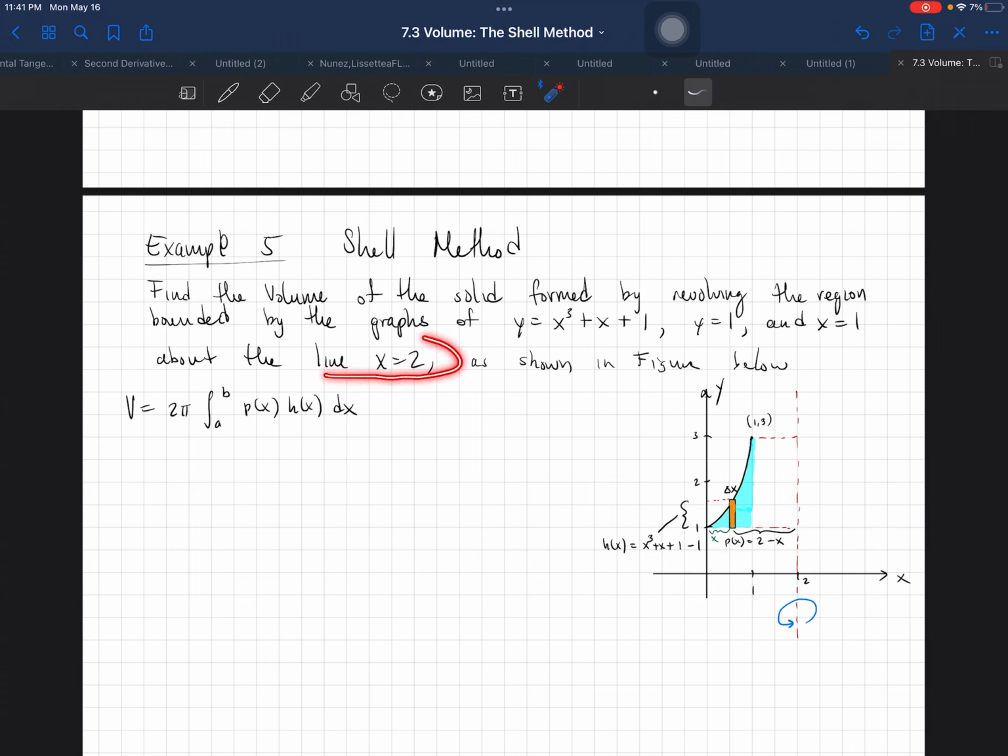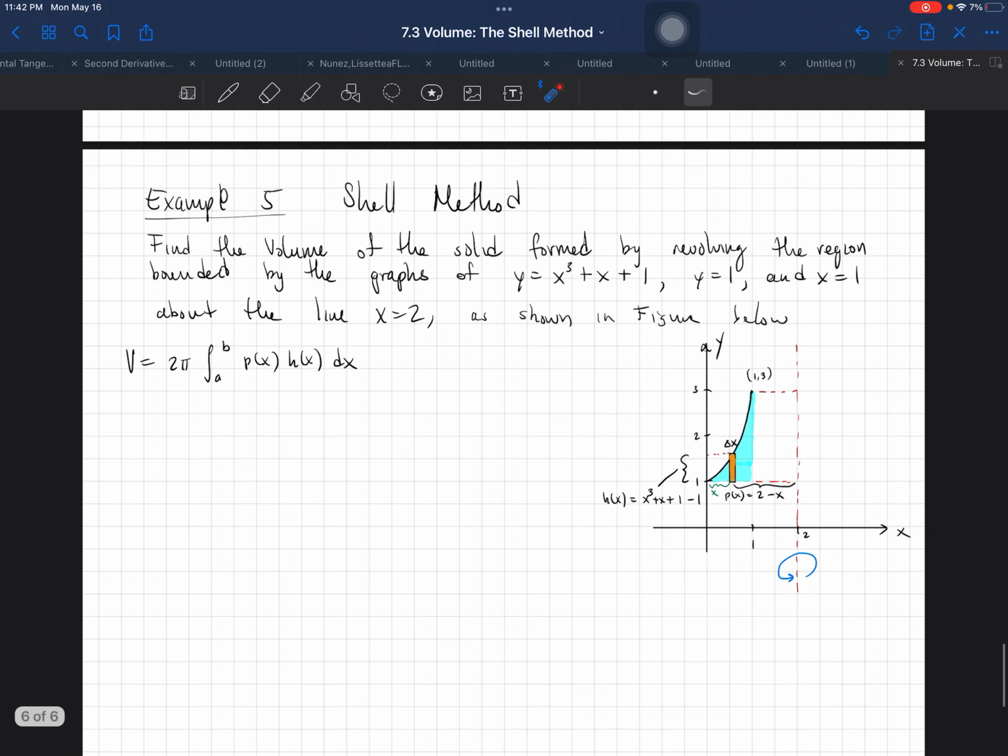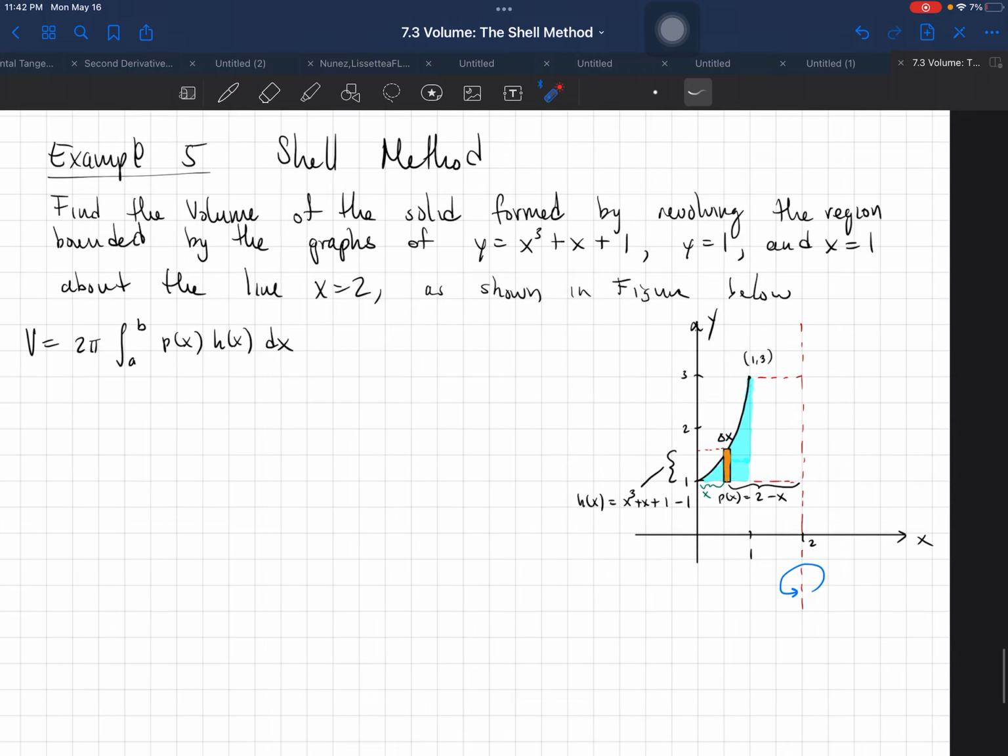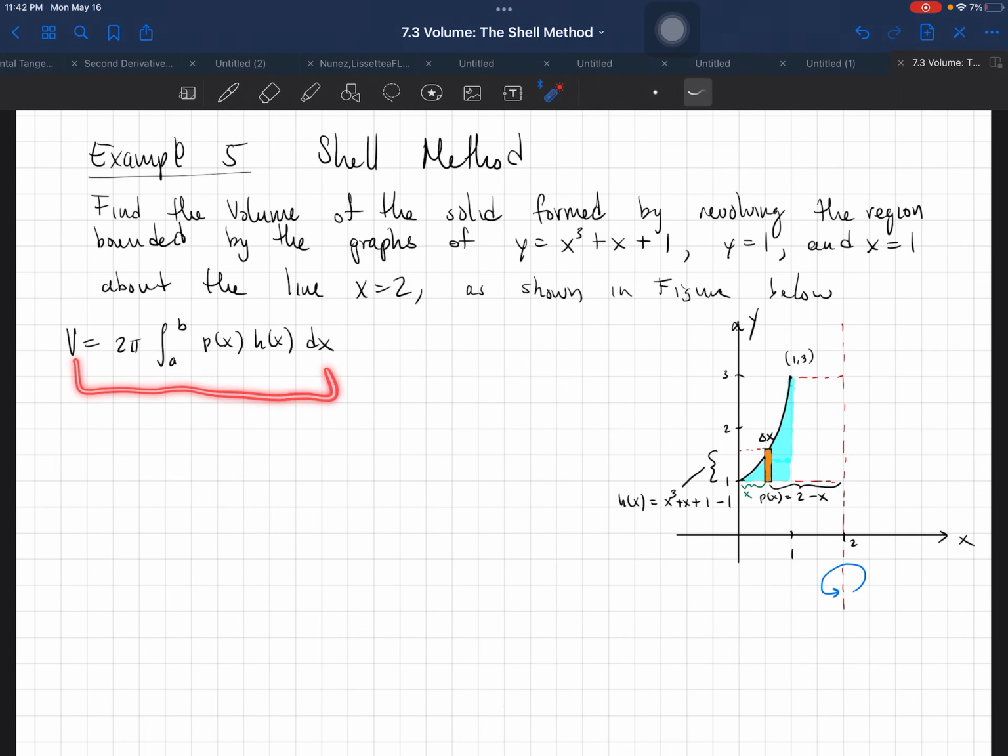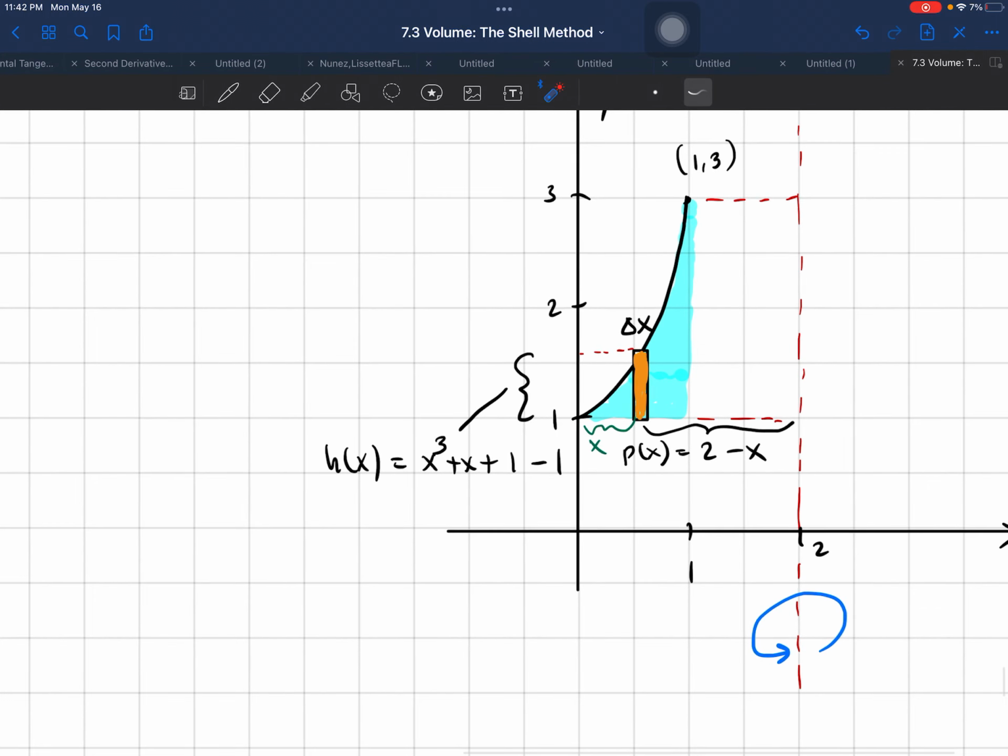And then if you notice here, the rotation happens about x equals 2, which, if you remember, is a vertical line. So the rotation is vertical. Let's go ahead and find the items we need in order to set it up. So here's our graph. We're rotating not here, but here. This is the axis of rotation.